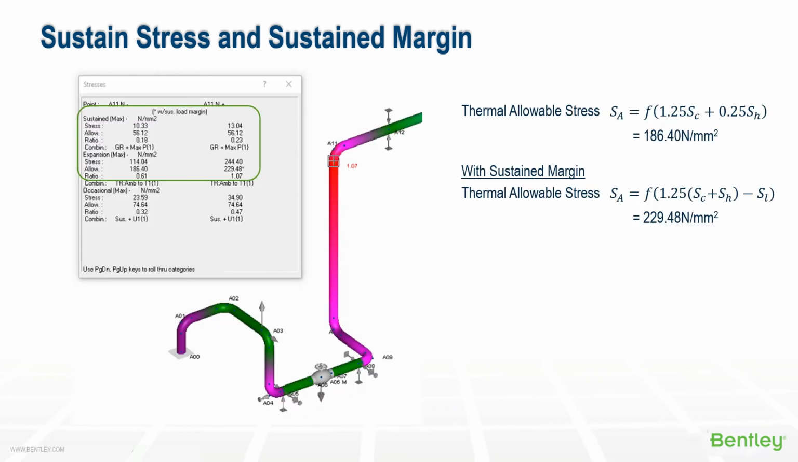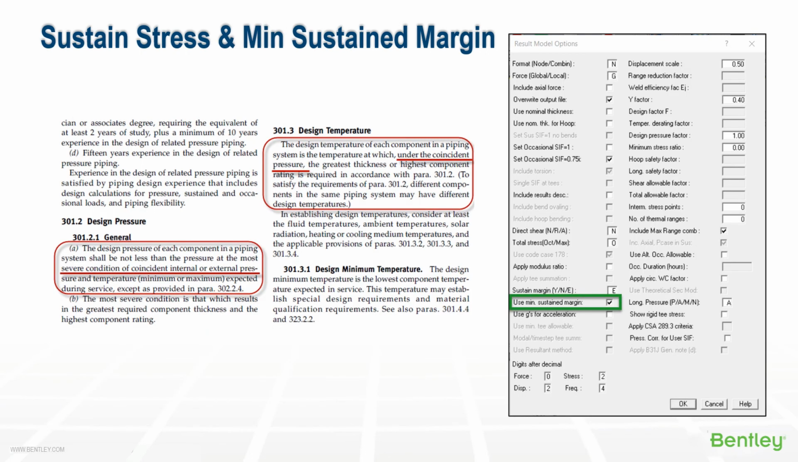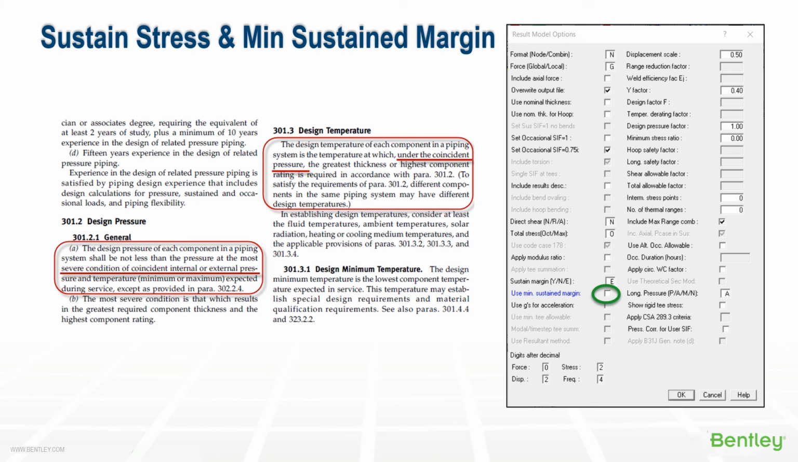When required, or when the thermal stress ratio is greater than 1, then the remaining sustained stress is added to the thermal stress allowable, and the asterisk indicates that this has happened. In this example, the thermal allowable should be 186.4, but because the thermal stress ratio is greater than 1, we see the new thermal allowable with the sustained margin becomes 229.48. If the use minimum sustained margin is selected, then the smallest margin is selected, and this is a conservative option. If you remove the checkbox, this will allow the coincident margin to be applied.